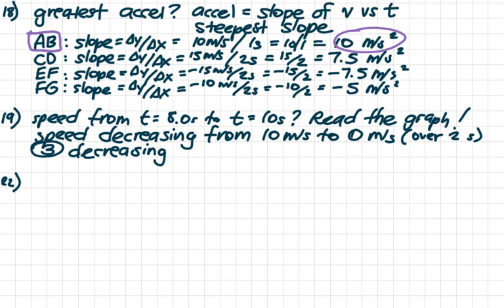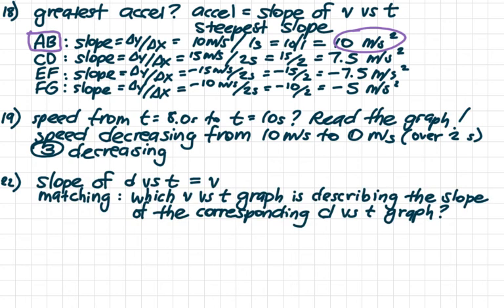Now, 22. Which pair of graphs represents the same motion? The way you do these is by remembering, because we have a d versus t graph and a v versus t graph, that the slope of the d versus t graph is velocity. So we look to the v versus t graph to figure out what the slope of the d versus t graph is doing.